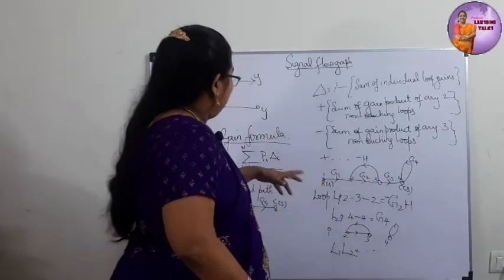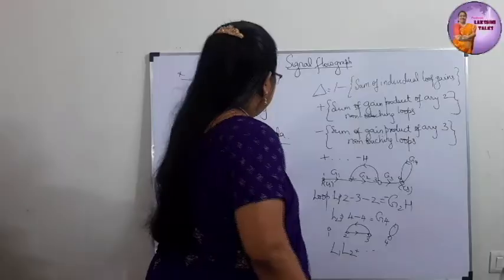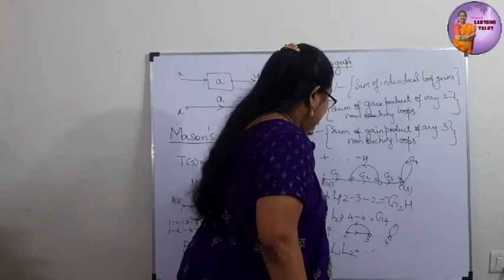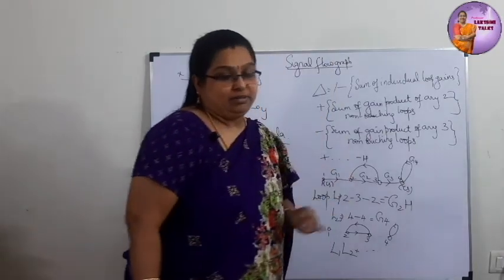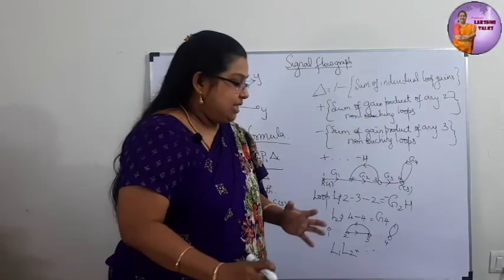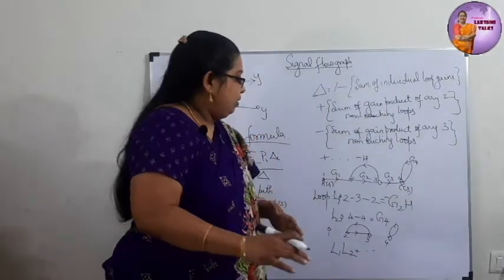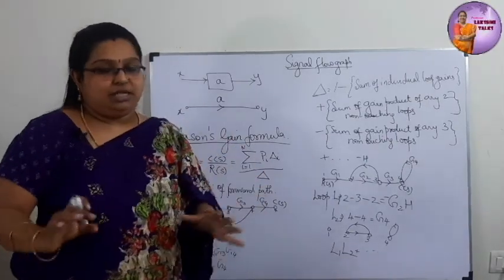And right, now what we must do is we must know what is this delta k. Right, delta k is nothing but delta for the part of the graph which is not touching the kth forward path. Okay, this you can see when we are looking into problems. Okay, till now I hope some basic things about signal flow graph are clear for you, right?